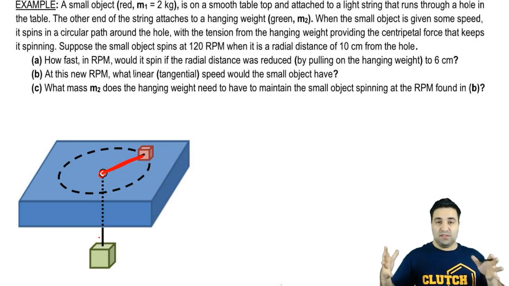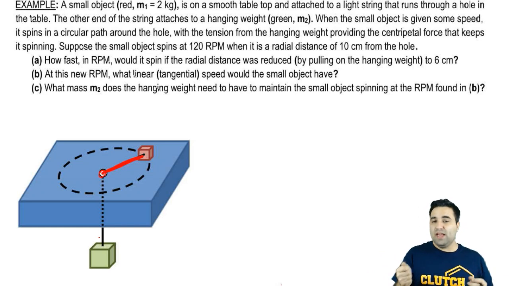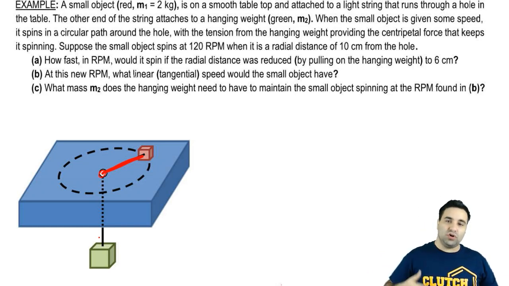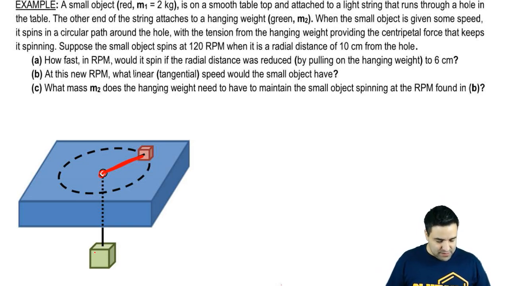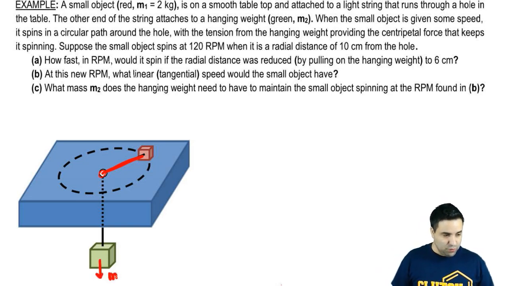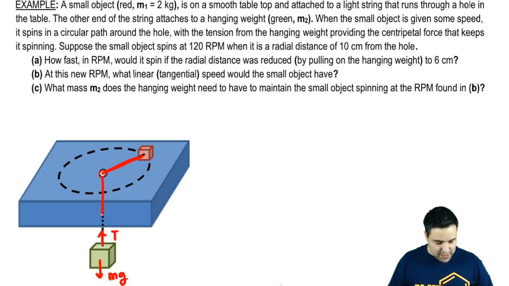The reason we have these weird setups is because we need a way to change the length of the cable, which will in turn change how quickly the block on top spins. The block on the bottom is just being used to give this cable some tension. So this guy here is being pulled by mg, and therefore there's a tension here, and this tension is what provides the centripetal force for this guy here to spin.